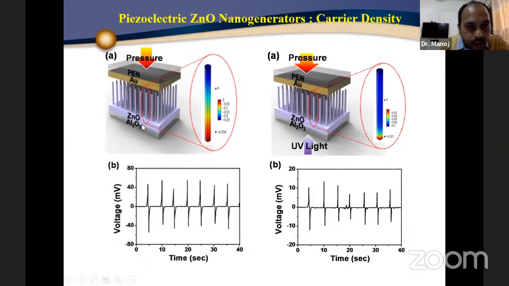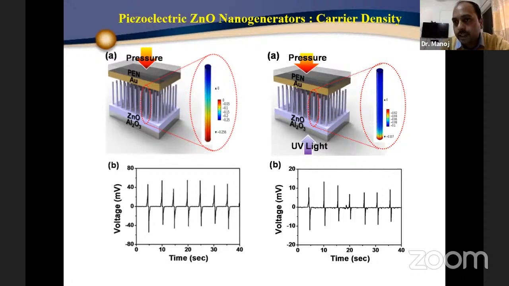What we did was grow zinc oxide nanowires on an alumina substrate. Then we utilized a gold electrode as the top electrode to make a Schottky contact. We applied mechanical pressure over the top electrode, and you can see this peak in the voltage versus time curve, showing 40 millivolt. When we apply or release the pressure, it shows a negative pulse. In that way, it generates 40 millivolts.